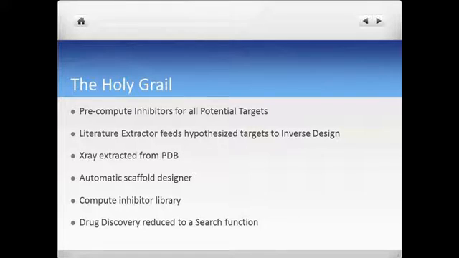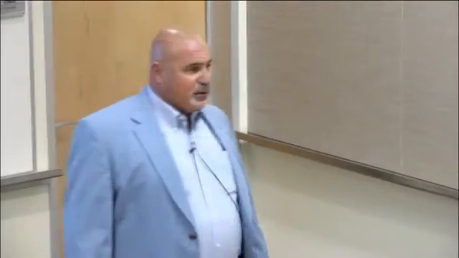So I have a chart that I call the Holy Grail, and I've already alluded to this. The Holy Grail is we'd like to reduce drug discovery to a simple SQL lookup or search lookup. Now that's a long way off, but there are significant steps toward that we can take. So we pre-compute inhibitors for all promising-looking targets in PDB. That's the immediate goal. That's an expensive computational proposition.